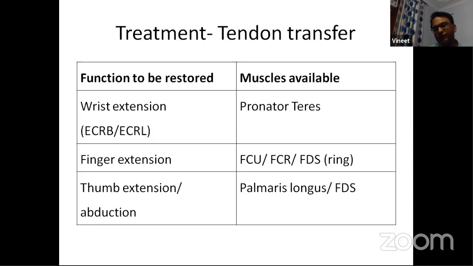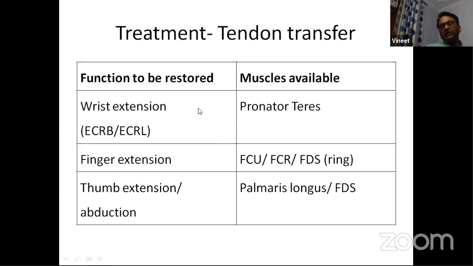Triple Jones transfer or a modified triple Jones transfer usually becomes difficult. There are at least 9 or 10 modifications of triple Jones transfer. So for understanding, I would say that let's look at what is available and what needs to be restored.